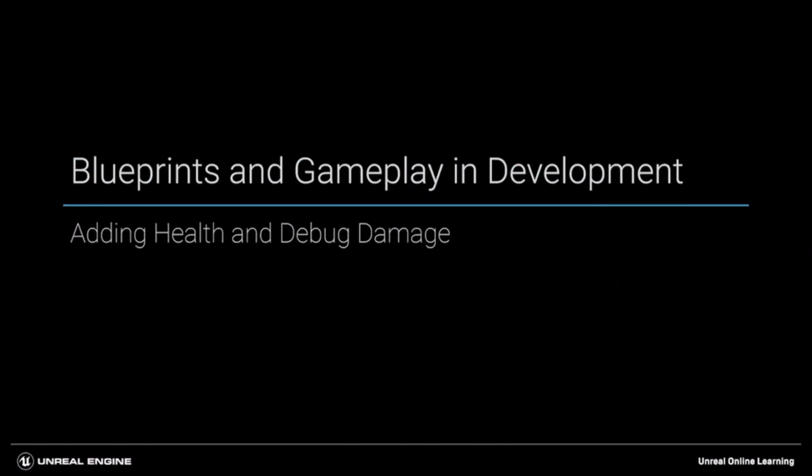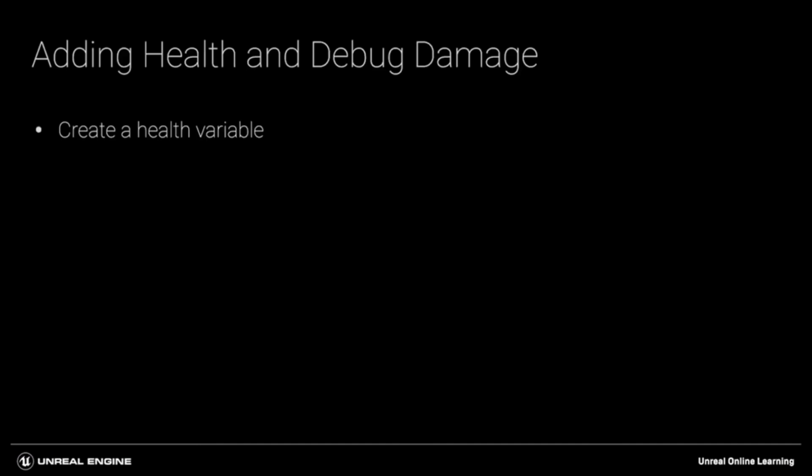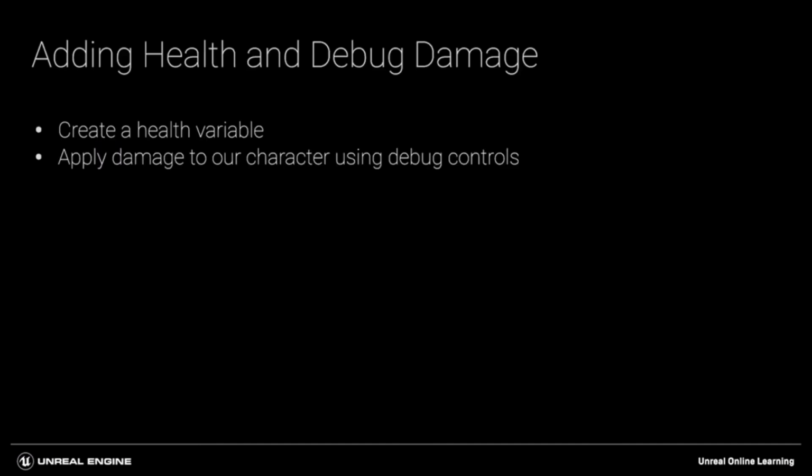We just added our first timeline to gradually change variables on our player character. In the next module, we will add a health variable. In this module, we will set up a health variable for our player character. We will also set up debug controls to inflict damage to ourselves and eventually restart the level once our health reaches 0.